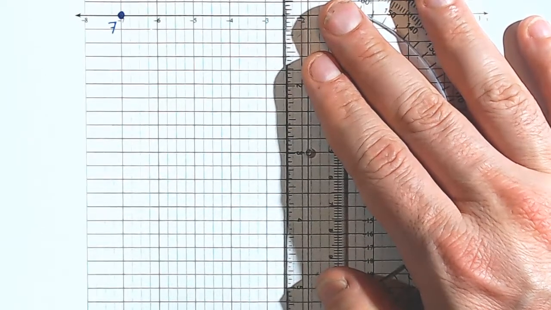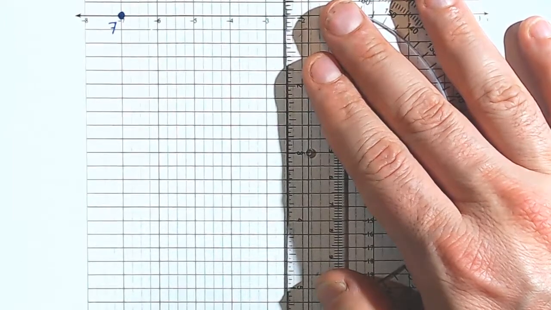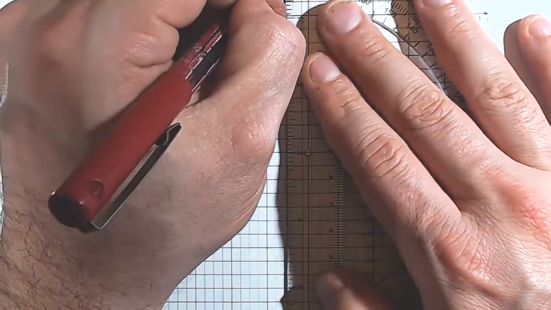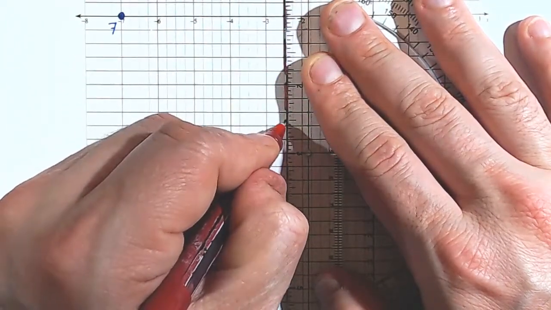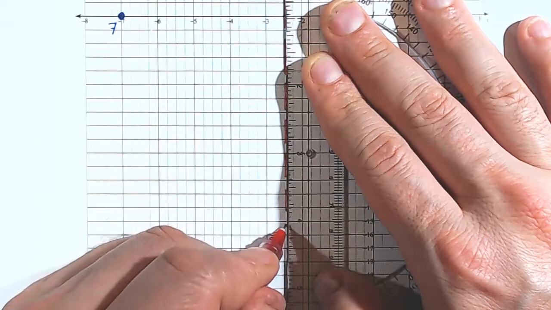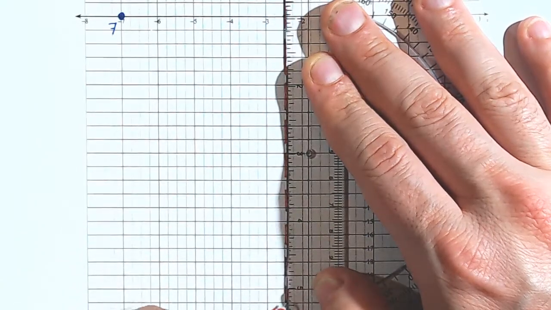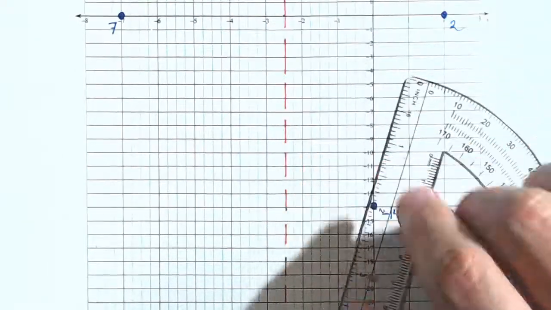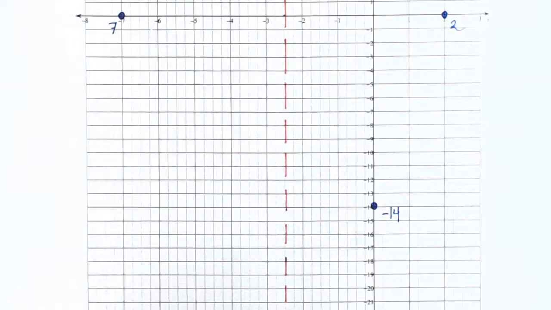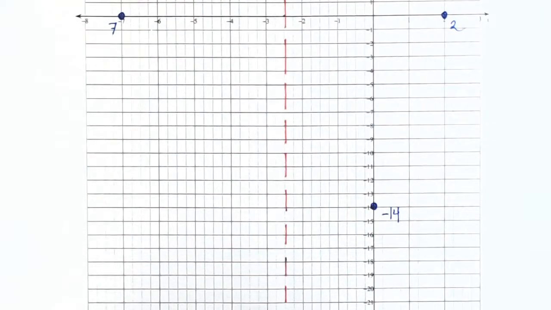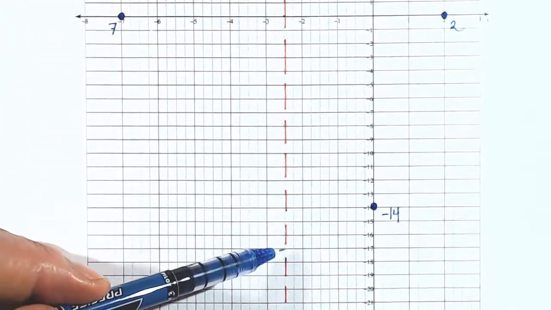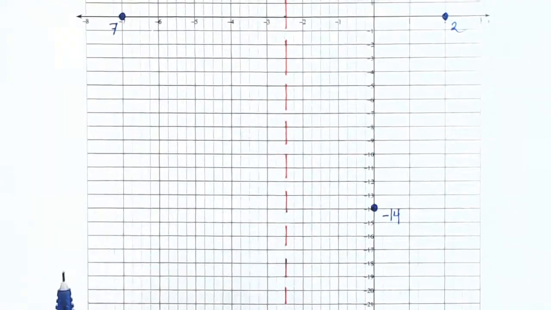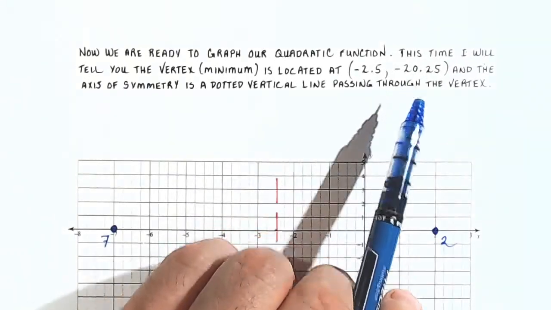Okay, so here comes my axis of symmetry. I'm actually going to do this one in red so it stands out. You could do a dotted line, but I'm going to do a big dashed line, just passing vertically straight down the graph through x equals negative 2.5. Okay, just like that. Now I need to find the vertex, and that was at negative 2.5, so somewhere along this red dotted line, negative 2.5, comma, negative 20.25.